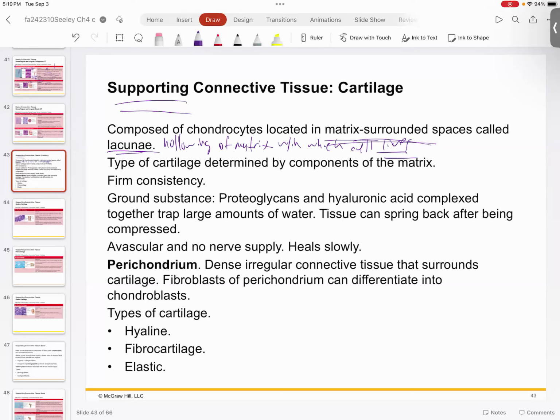And that's the lacuna. That's the same structure you see, not just for cartilage, but you also see that same kind of pattern for bone as well, right? So we're going to take a look at this, the common sort of thing.